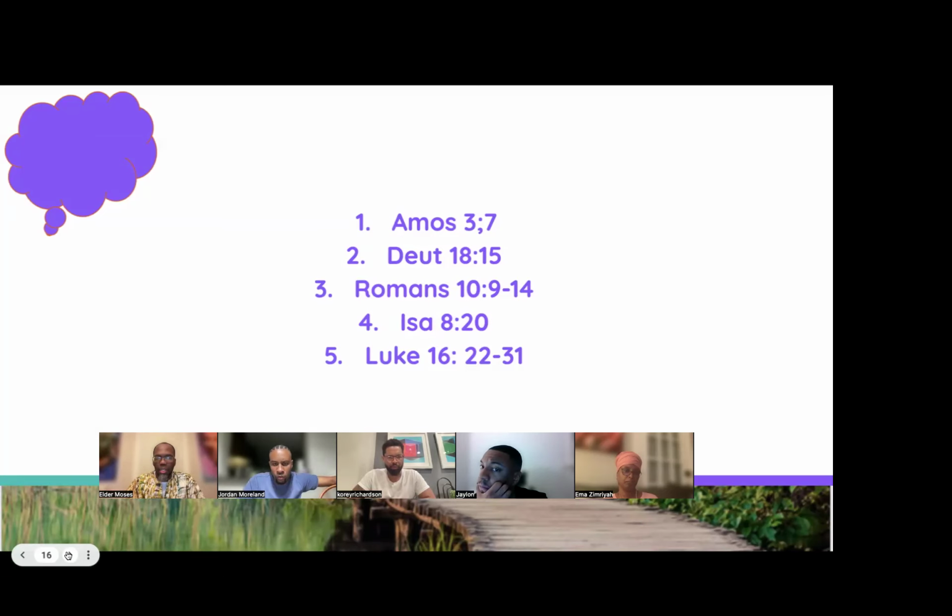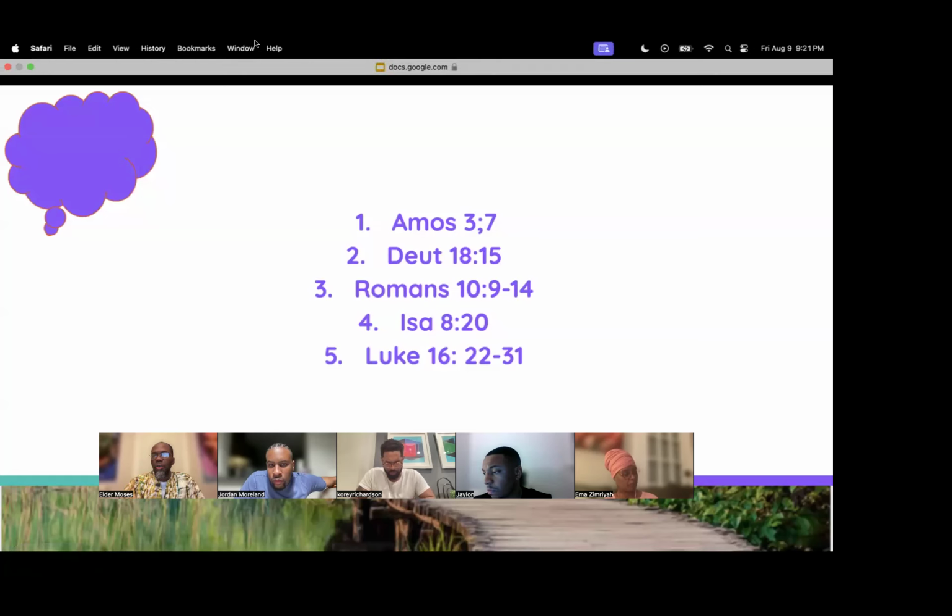Luke chapter 16, and we're going to speed read this, starting at verse 22, because we're talking about the testimony of the prophets. I'm going to go through a few more methods, and then we will try to transition out. We're going to skip down just for the sake of time.